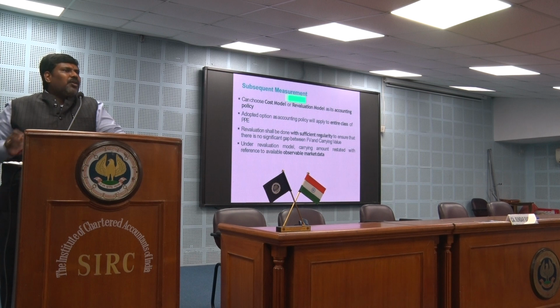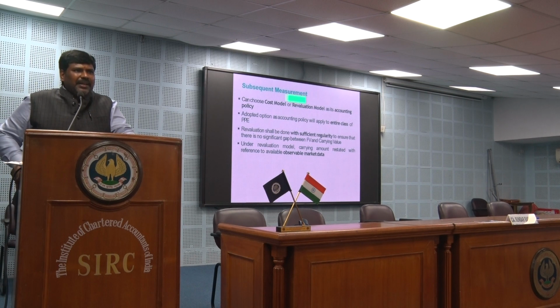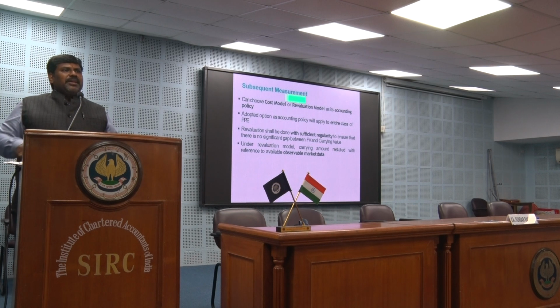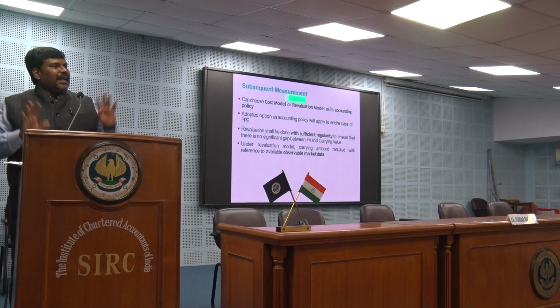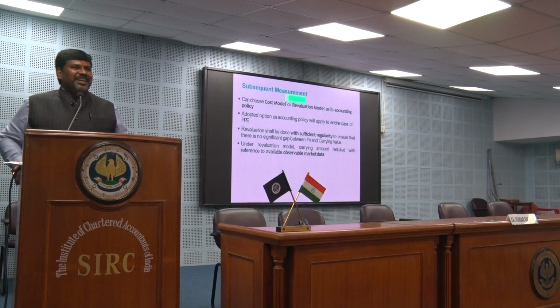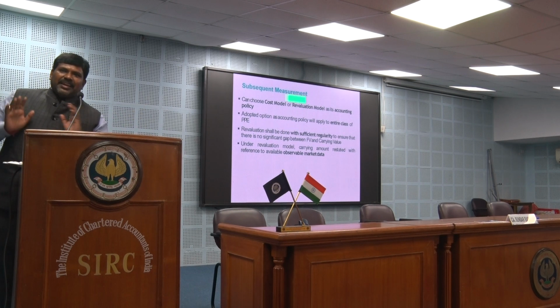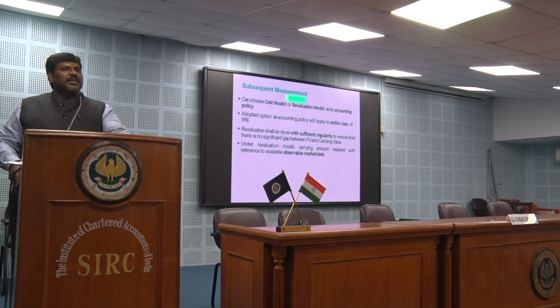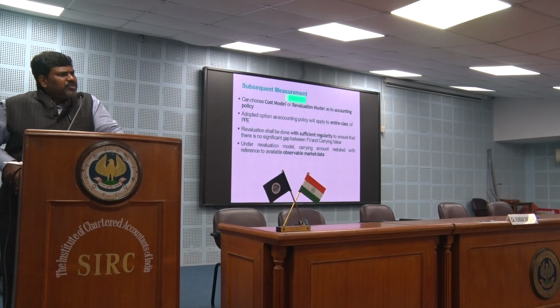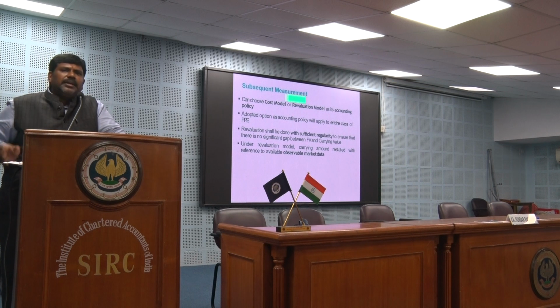Therefore, enough care and caution has been taken to ensure that the revaluation should be done systematically, not in a haphazard manner. Meaning that if 10 machineries are available, I cannot do the fair valuation for only one particular machinery and keep the rest at cost, no. So the standard puts out enough caution. The valuation needs to be reviewed periodically.